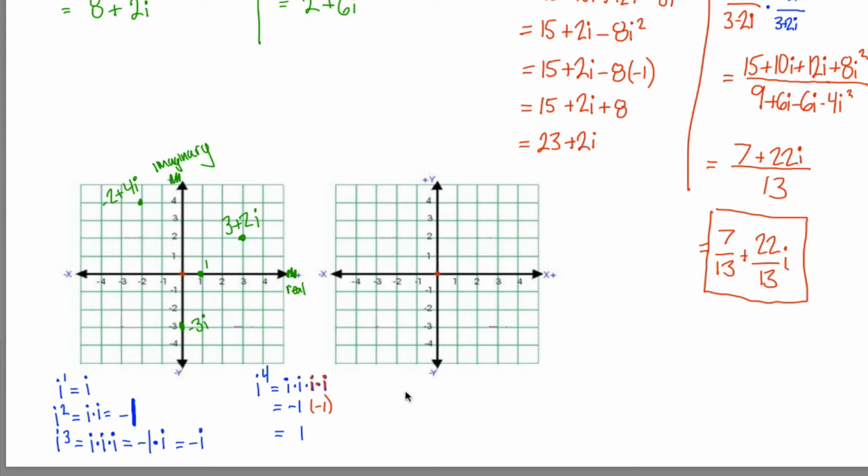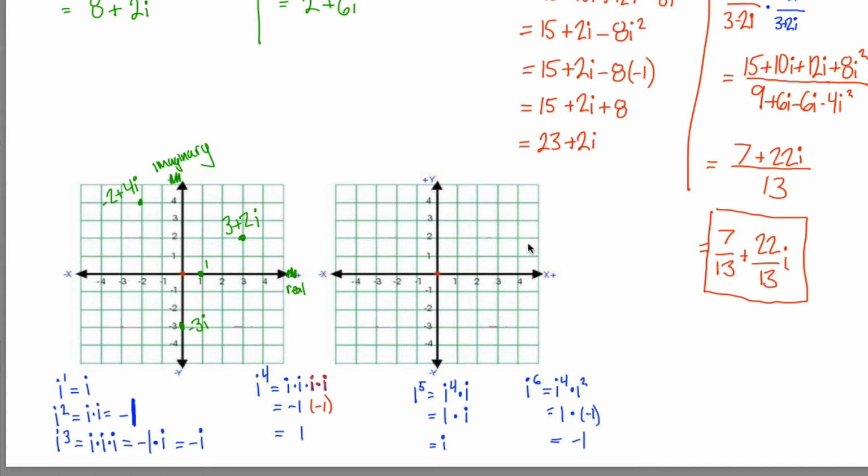What's i to the 5th power? Well, i to the 5th power is just i to the 4th power times another i. And i to the 4th power I just figured out is 1, and multiplying by 1 is really easy. 1 times i is just i. And similarly, i to the 6th power is i to the 4th power times i to the 2nd power. The reason I chose to break it up like this is i to the 4th power is so nice. It's just 1, and multiplying by 1 is easy. i squared is negative 1. 1 times negative 1 is negative 1.